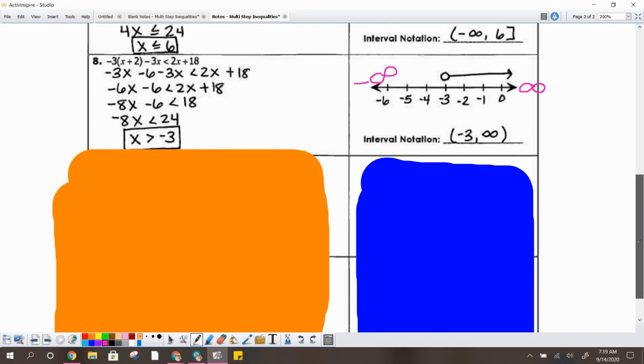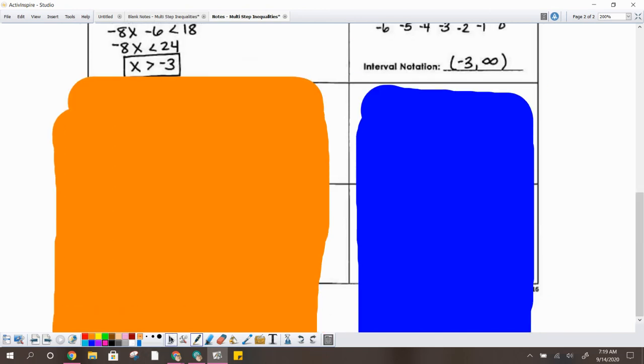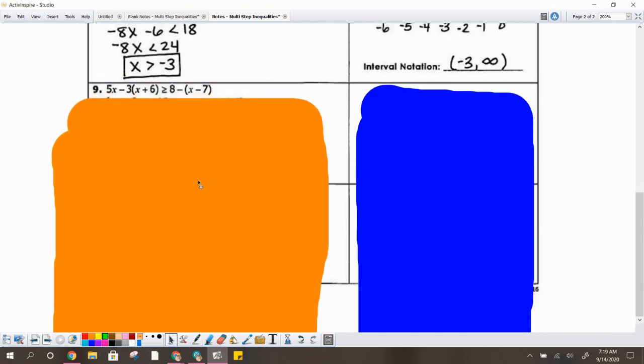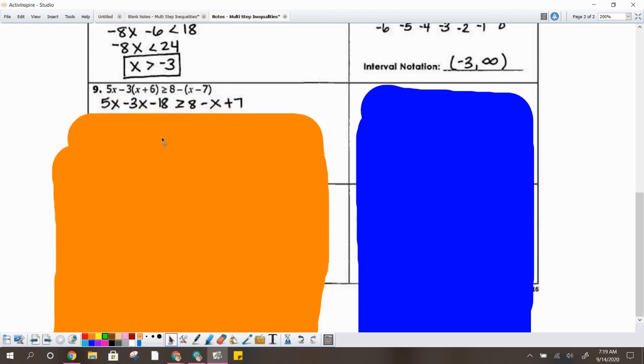All right, number 9. So for number 9, same idea, you have to distribute. So we're going to distribute our -3 to both parts and distribute our -1 here to both parts. So you distribute, and then you can go ahead and combine your like terms. There are like terms on both sides to combine this time.